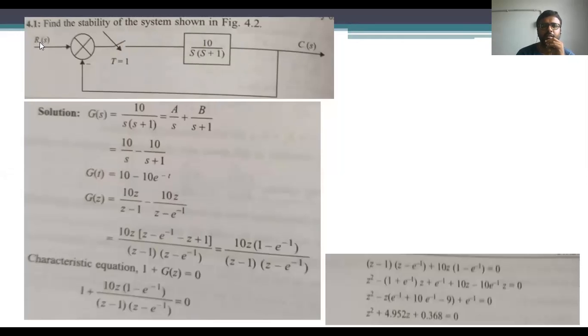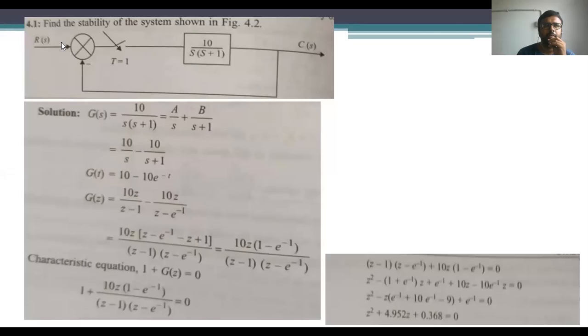C of s divided by R of s is nothing but equal to, if this one is considered as G of s and feedback is considered as H of s, the transfer function, that is C of s divided by R of s, can be given as G of s divided by 1 plus G of s into H of s.